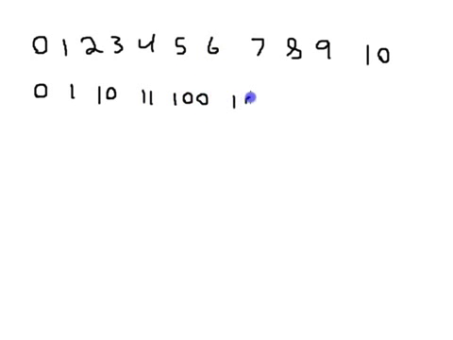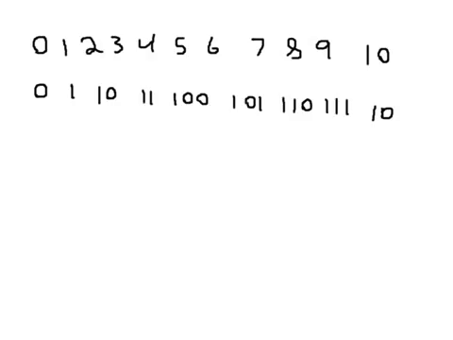Then you do 101 and 110, 111. So you can see how the numbers go up. 0, 1, 10, 11, 100, 101, 110, 111. So the next number would obviously be 1,000. So that's how it works.